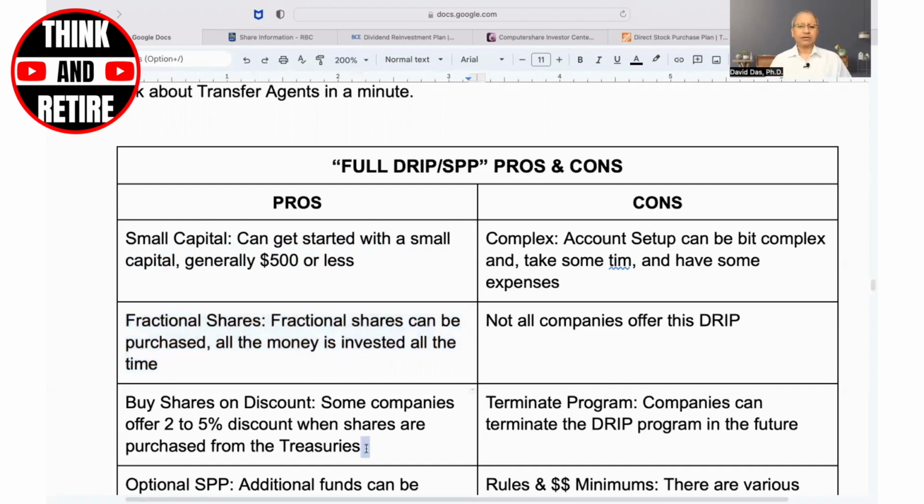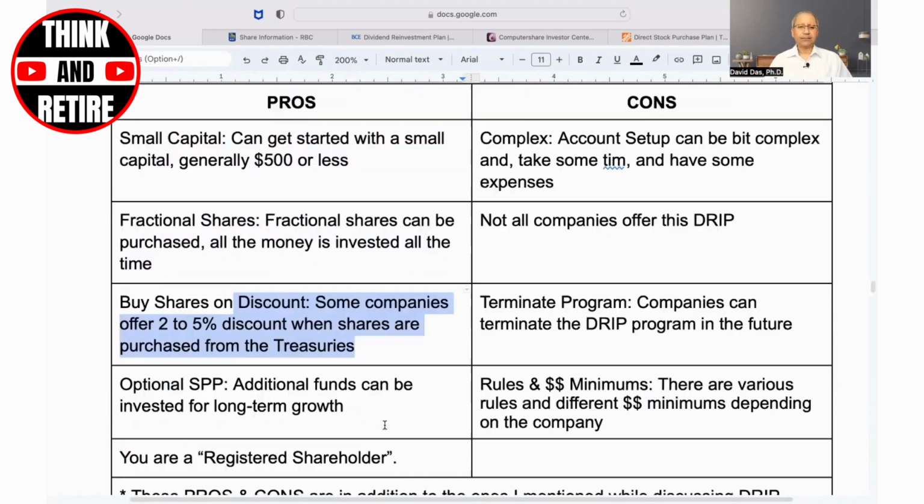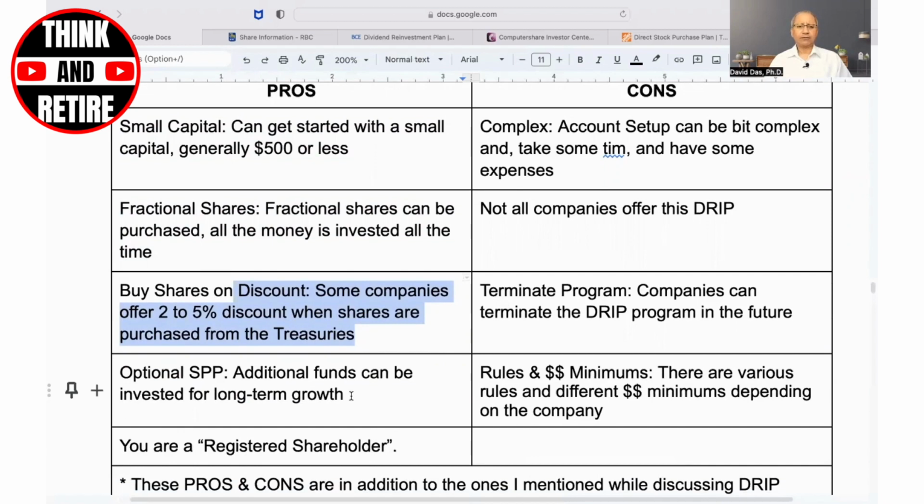You can sometimes get shares at a discount if the companies are offering these shares from the treasuries. There is also an option for a share purchase plan in the future. If you want to invest, say, $250 every month or every quarter, you will have that option with this drip. And you are a registered shareholder with this type of drip.